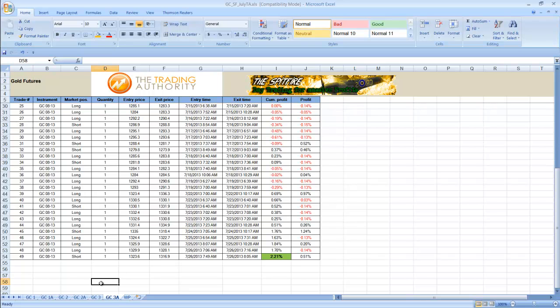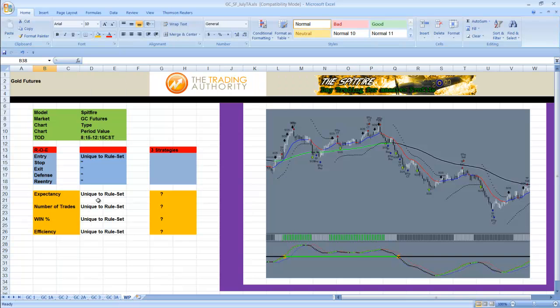So real important to understand that win percentage is just a sidecar to the entire process. Your rule set, your model, all those other foundations that I showed you here in green and blue, that's what drives this. So think more about this and let this work itself out. And when you get to understand these numbers here, the expectancy and the number of trades will trump the win percentage every time.